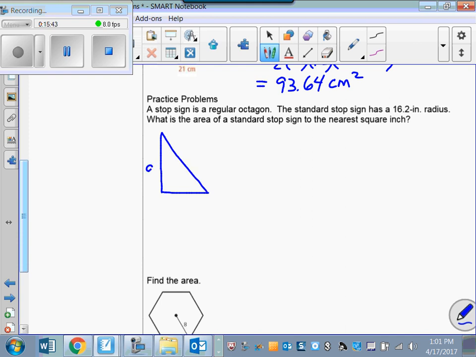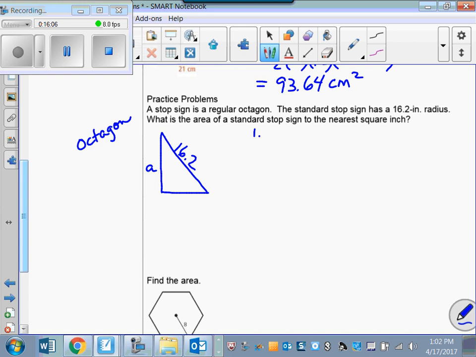Okay, I know this is the apothem. Let me write myself a note. I'm looking at an octagon over here, so that's 8 sides. It's got a 16.2 inch radius. Here's my radius, 16.2. What is the area? Okay, what is the area? Well, what's the first thing we need to do? If you need to look back, you can do so.